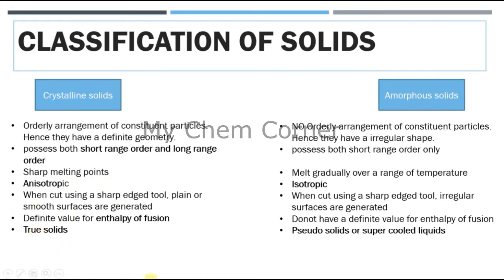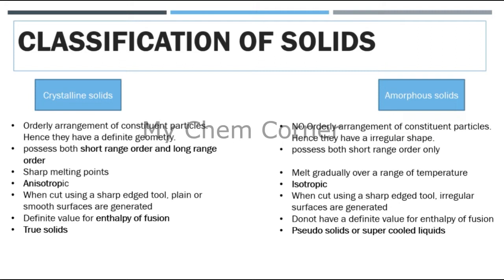But if you look at amorphous solids, they are pseudo solids. It's because of all these points where they show no correct orderly arrangement of the particles. They possess only short range order and they melt over a range of temperature. So these are a few classifications, two classifications of solids, and differences between crystalline and amorphous solids.